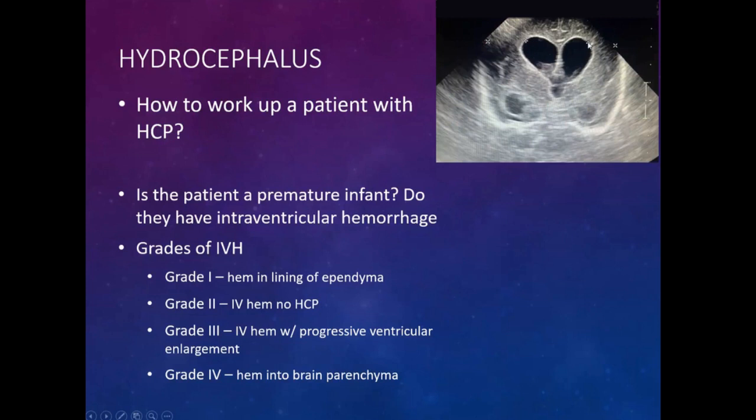Here's another case of an IVH baby. This one also had some hemorrhage into the parenchyma, grade 4.